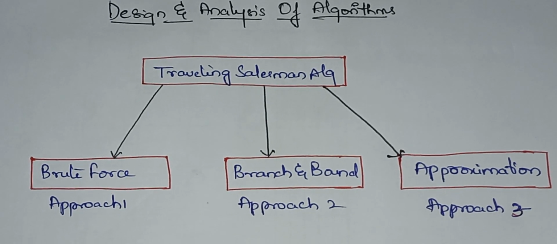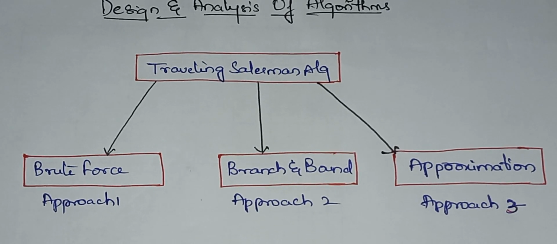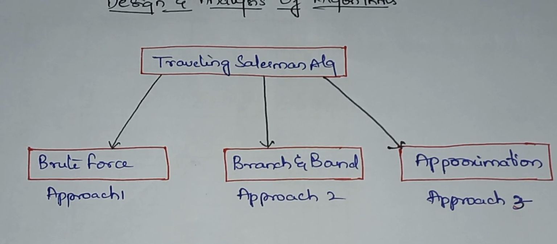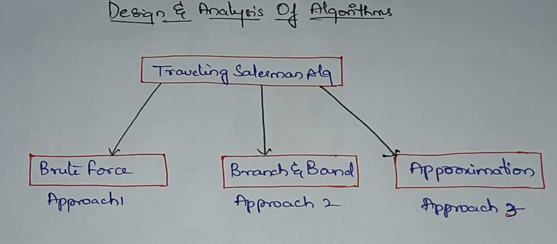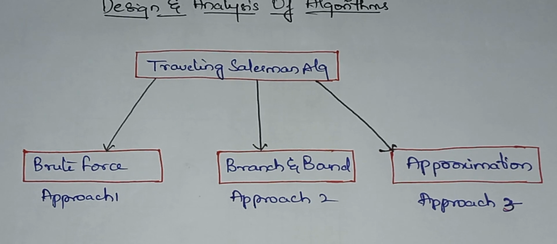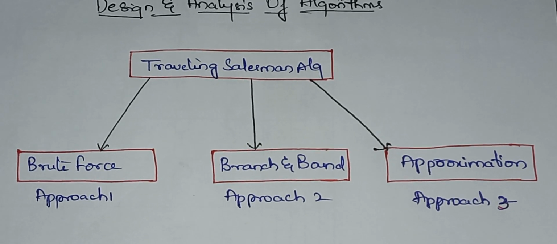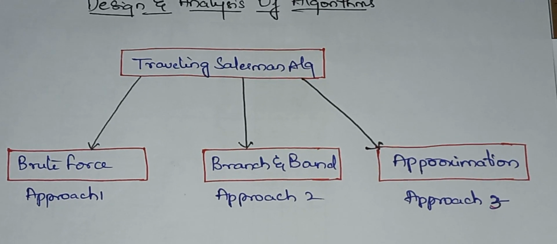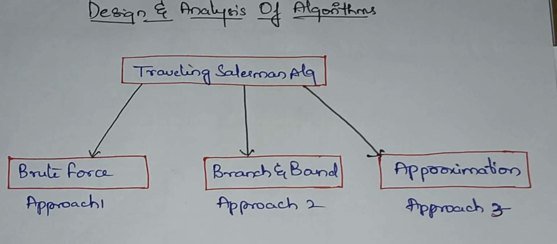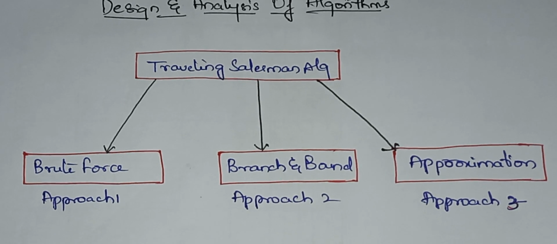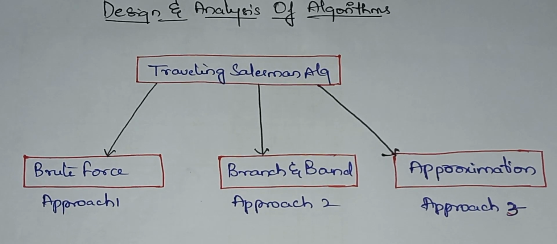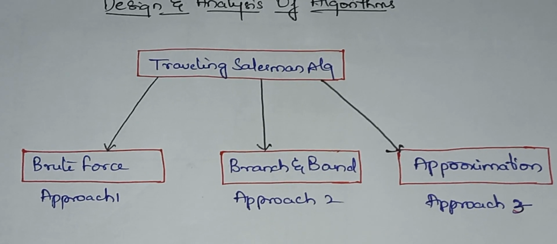So today we'll be discussing the traveling salesman algorithm and its approaches. There are three approaches we'll be discussing individually. One is the brute force approach, second is the branch and bound approach, and third is the approximation approach. So brute force, branch and bound, and approximation. In this video, we'll be discussing the brute force approach, and individually we'll be discussing the other approaches in the next videos.